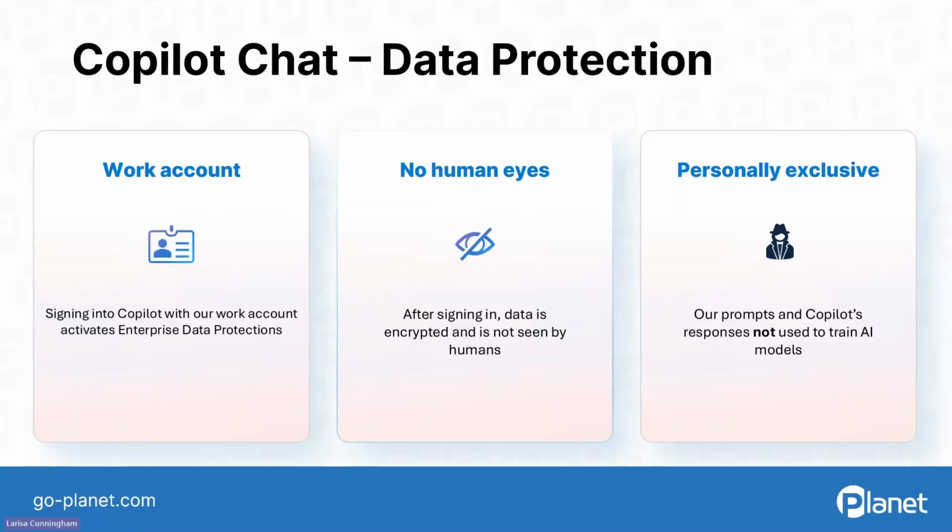There is a conversation history element. It's purely for you to be able to leverage the work you've already put in, and no one else is going to see that, and it's personally exclusive. So you're not training the Copilot AI models. It's never leaving the security of that conversation.